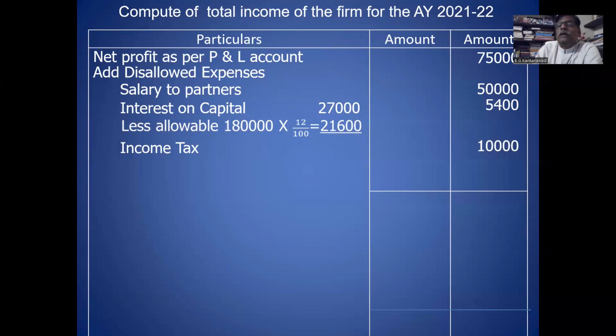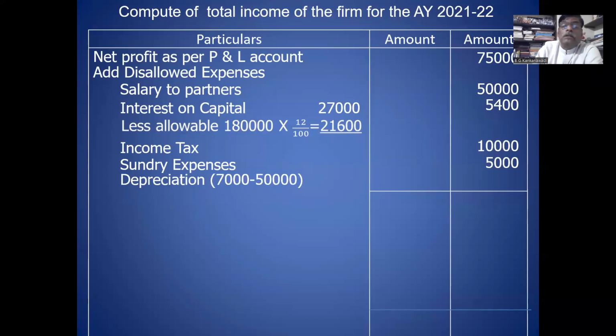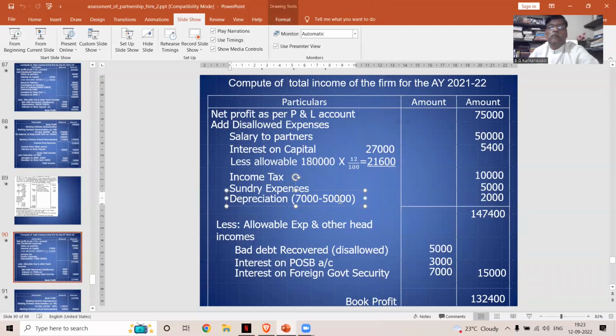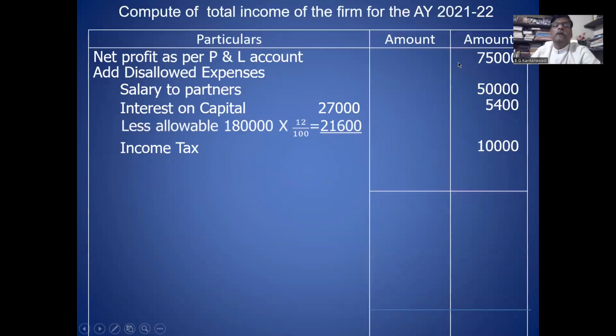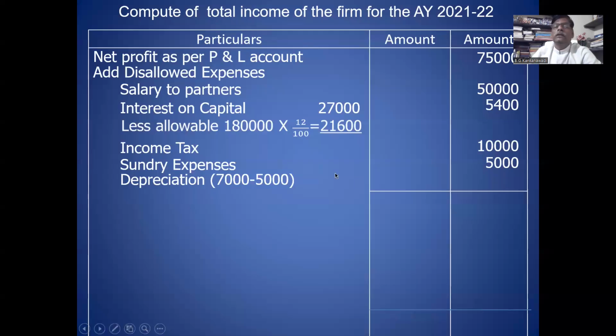Then third is income tax disallowed 10,000. Next is sundry expense, 5,000 given to poor student, disallowed. Then next is depreciation 7,000 minus 5,000, which is 2,000 disallowed. Okay, these are the disallowed expenses. You take the total of this.